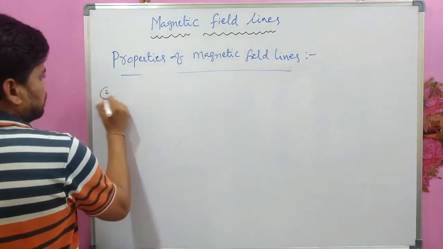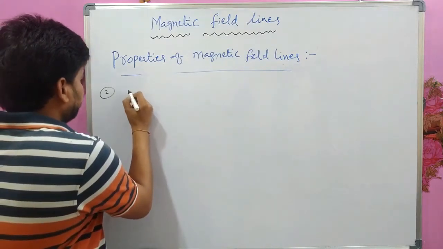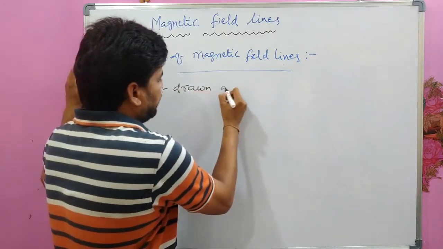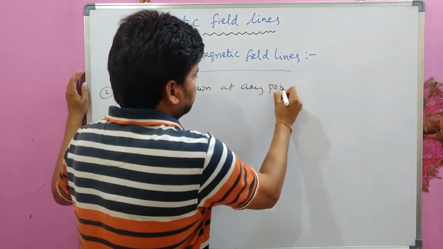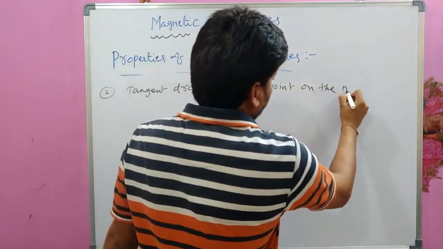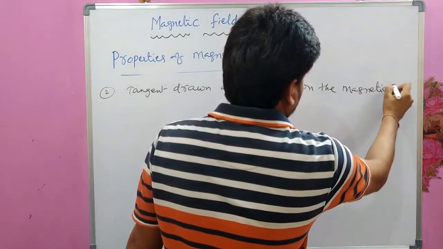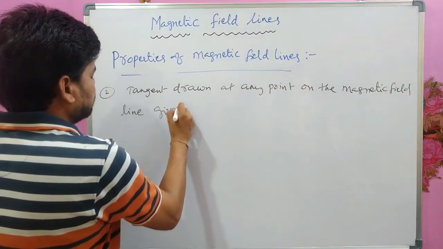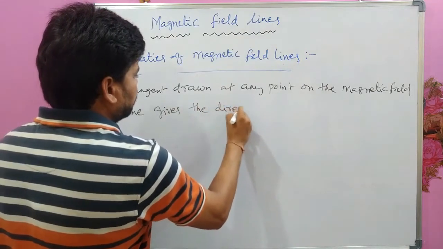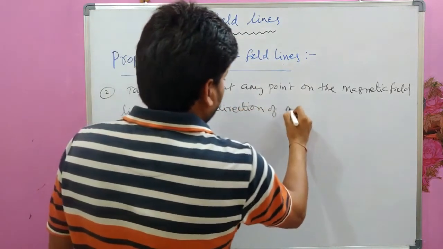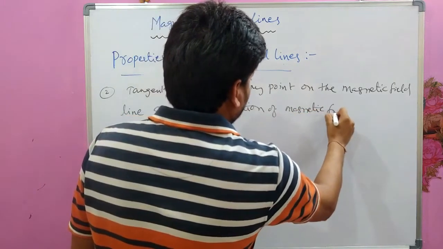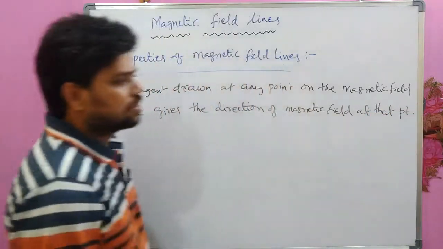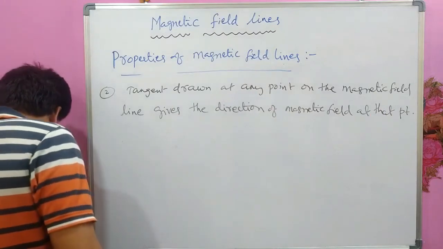Second property is the tangent drawn at any point on the magnetic field line gives the direction of the magnetic field at that point. Let me write it here.